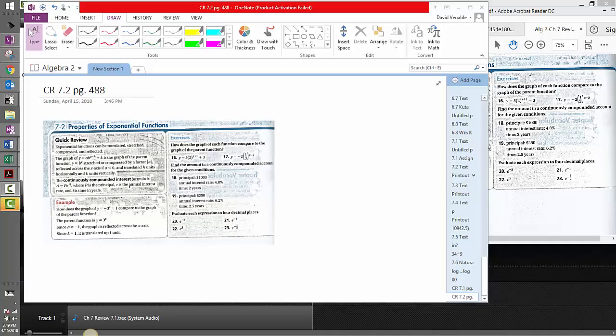All right, I'm going to cover the solutions for the Chapter 7, Section 2, Chapter Review Problems. Now, if you look to the right of the screen, you'll be able to see the problems. That way, you can see the directions and everything as I'm going through it.